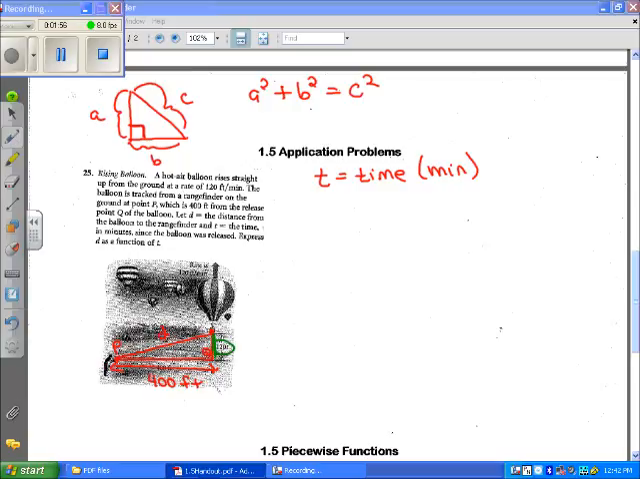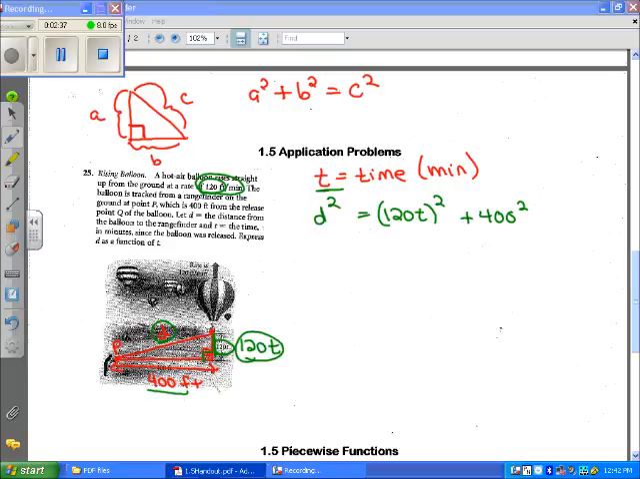Let's explain that a little bit further. Every minute, it rises 120 feet. That's what this rate tells us. So if T is time, this length right here is 120 T. Using the Pythagorean theorem, I'm going to take this leg and square it, plus this leg and square it. And that should be equal to the hypotenuse, because it's a right angle here, squared.